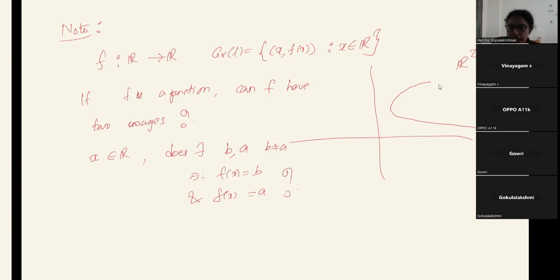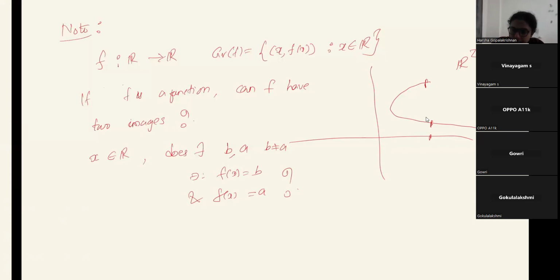Okay, some of you have already answered. Let us see. Is this condition possible? No, right? But here in the graph, we can say for some particular point, I'm taking this point, it has two images here and here, right? So what this says is it is not a function. This is what is called the vertical line test.